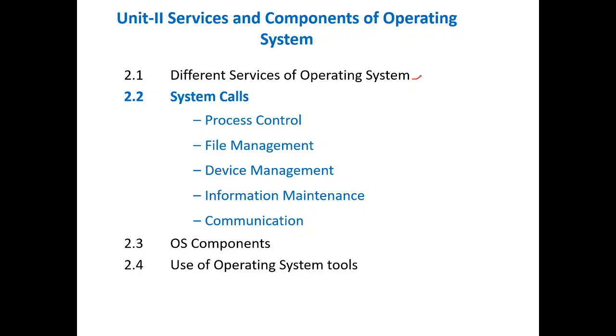The user-related services we discussed are the user interface, program execution, IO operation, file system manipulation, communication, and error detection. System-related services we discussed are resource allocation, accounting, and protection and security. Now, in this session, we will discuss what is system call and the types of system calls.